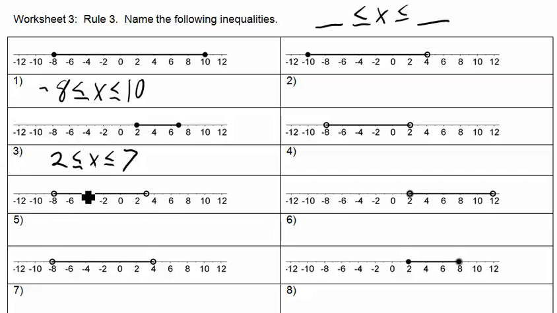For number 5, we have open dots. So x is between -8 and 3. Since it's an open dot, we don't include the line. We just do the less than sign. -8 is less than x, less than 3. For 7, x is between -8 and 4. So we start with -8 is less than, but no line because it's an open dot, x is less than, and no line because it's an open dot, 4. So x is between -8 and 4.